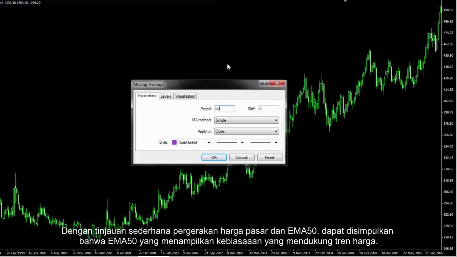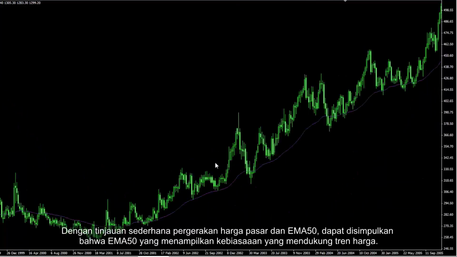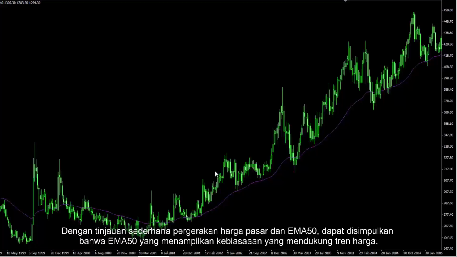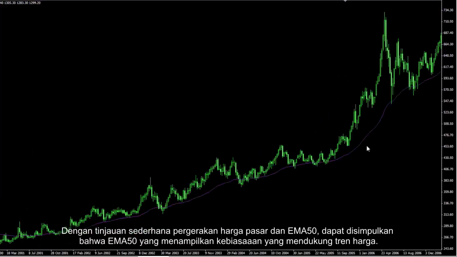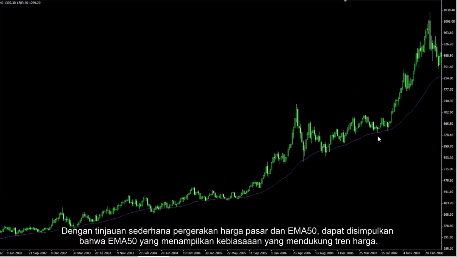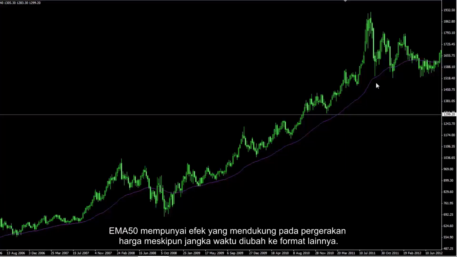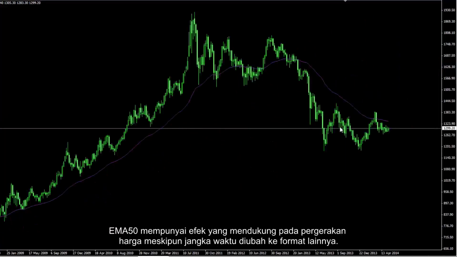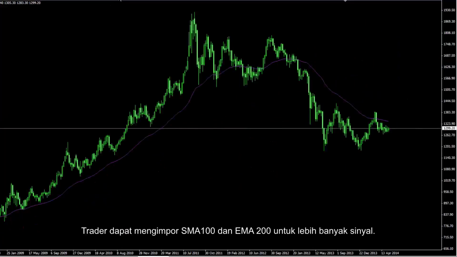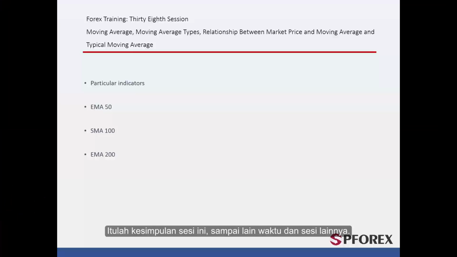By a simple review of market price movement and EMA 50, it can be concluded that EMA 50 shows a supportive behavior on a price trend. EMA 50 has a supportive effect on price movement even if the time frame is changed to another format. A trader can import SMA 100 and EMA 200 for more signals. That concludes this session.